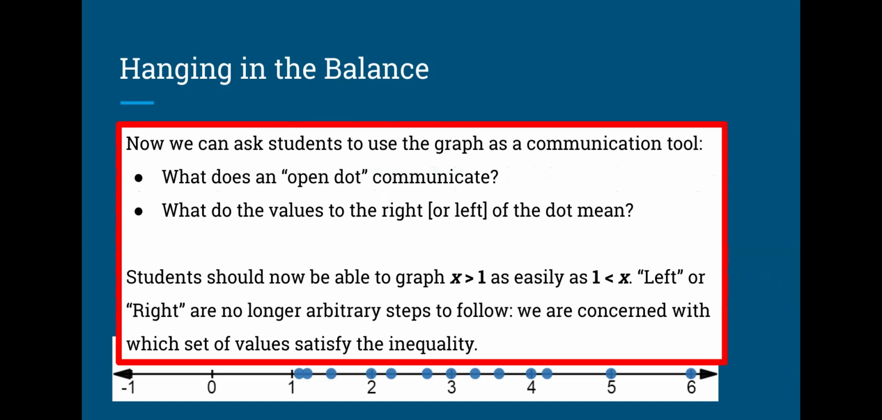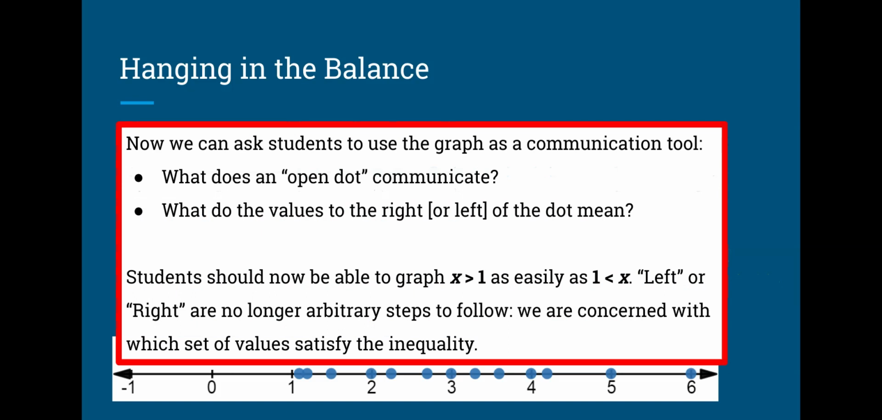And we can ask them, what does the open dot communicate? It communicates the boundary. It communicates the value that's not included. And what do the values to the right or to the left of the dot mean? Well, they mean the numbers that are greater than that value or less than that value. And so students should now be able to graph an inequality in the form x is greater than 1 just as easily as x is less than 1, because left or right are no longer arbitrary steps to follow. We're concerned with which set of values satisfies the inequality. Are we looking for numbers that are more than 1 or numbers that are less than 1?